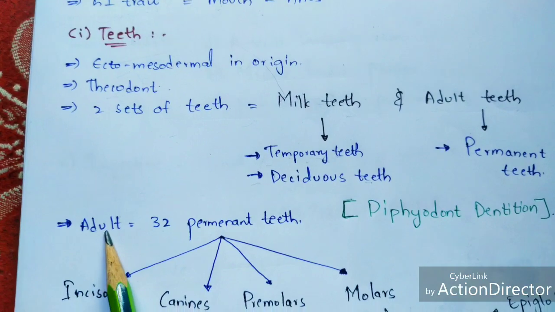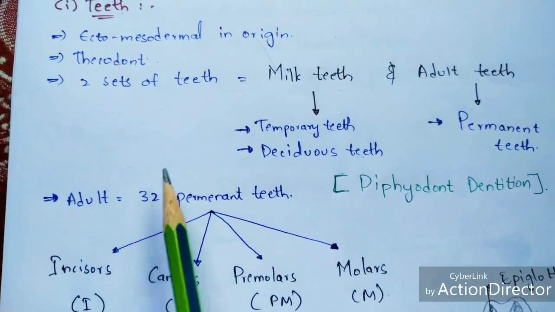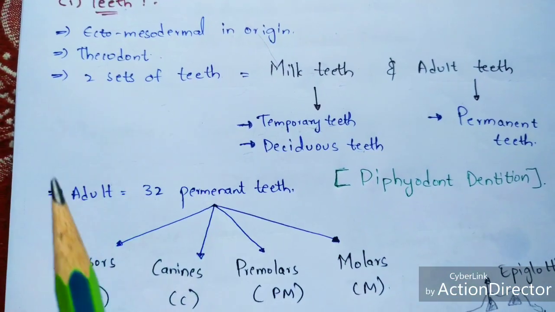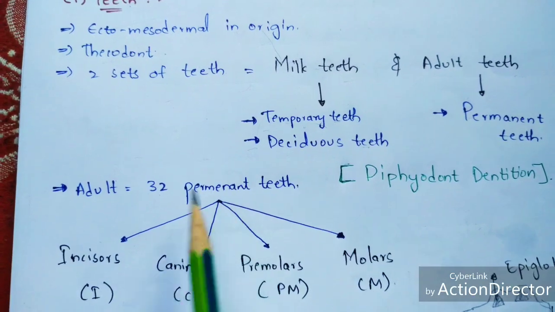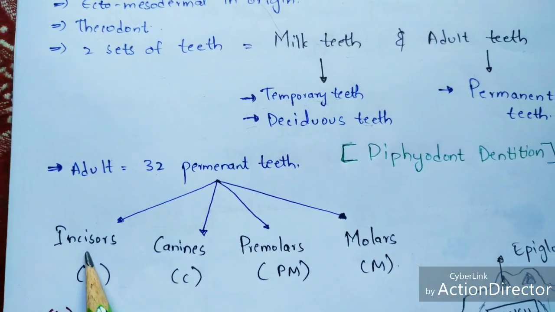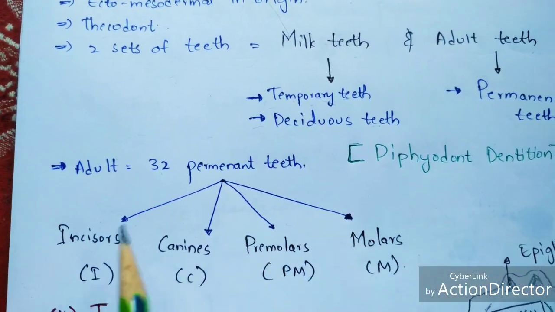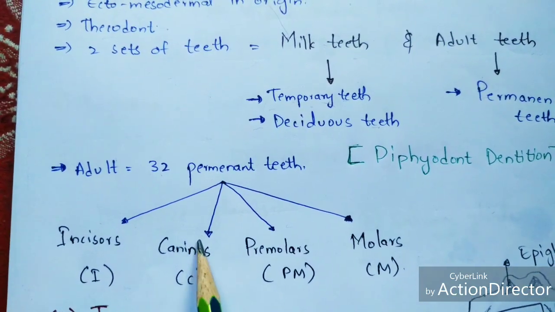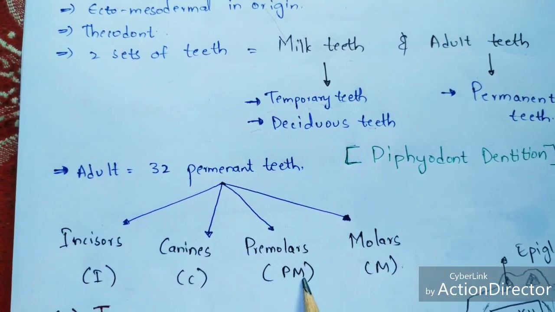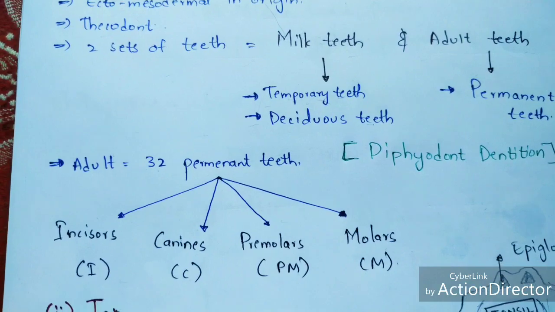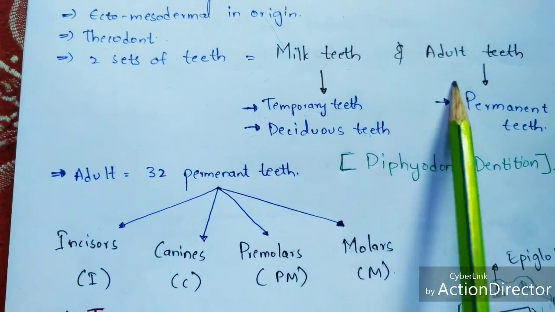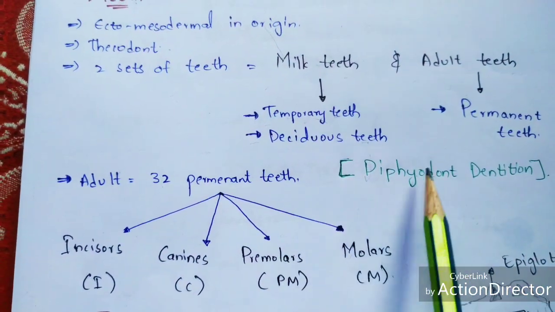Okay, so normally we know that in an adult there are 32 permanent teeth, right? And these permanent teeth consist of 4 types of teeth: incisors, canines, premolars and molars, where incisors are denoted with I, canines are denoted with C, premolars are denoted with PM, and molars are finally denoted with M. And this phenomenon is said to be heterodont dentition.